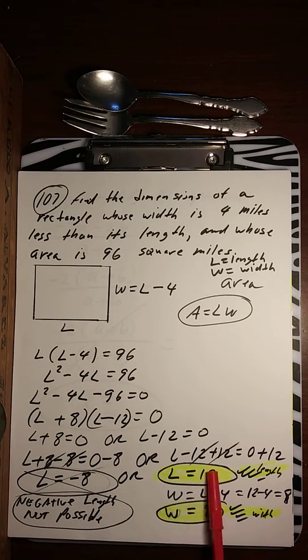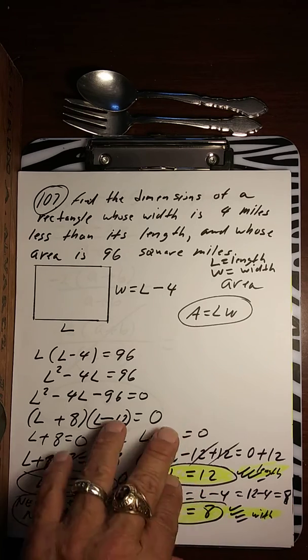So if I know that L is 12, can I find the other one? Yeah. W equals 12 minus 4, which is 8. With the length.